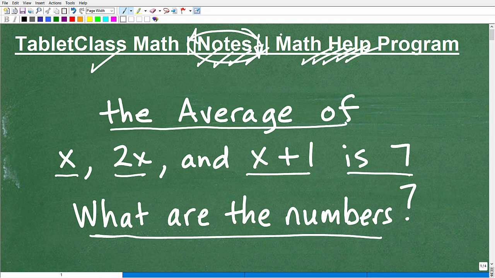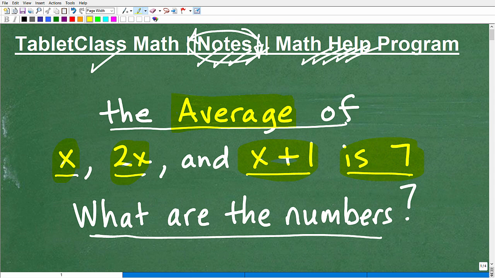Okay, so let's get into this problem. So what are we going to need to know? Well, you need to know what the average is. We're going to review that basic concept. Hopefully most of you out there remember how to calculate the average given a few numbers. And then we're going to have to pull together and create an algebraic equation and then solve it.